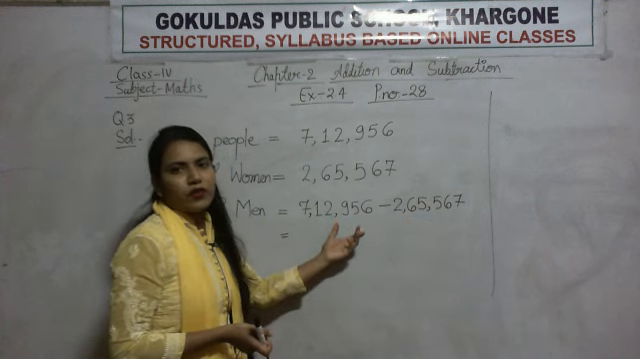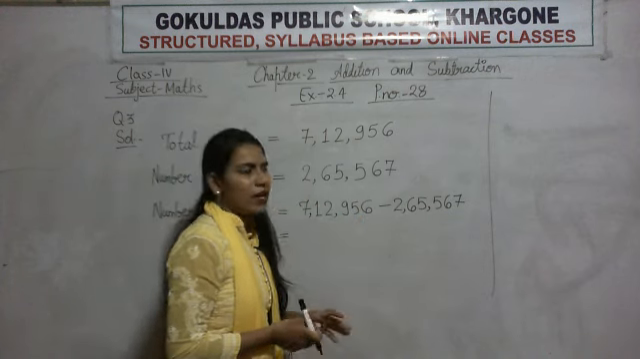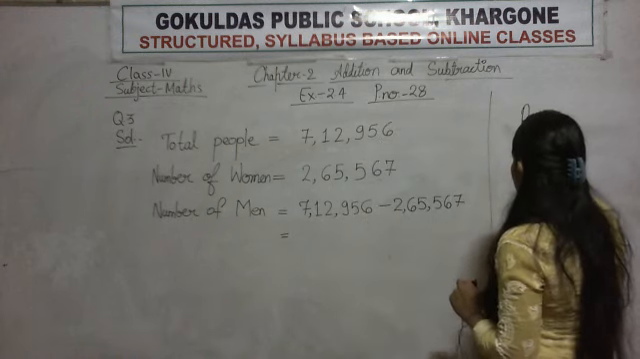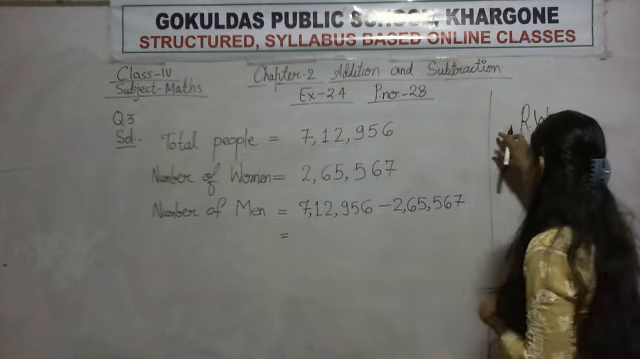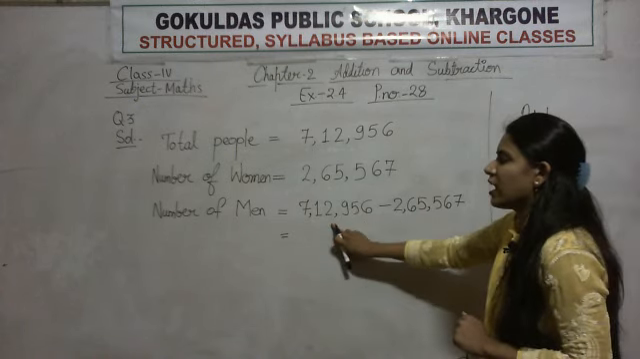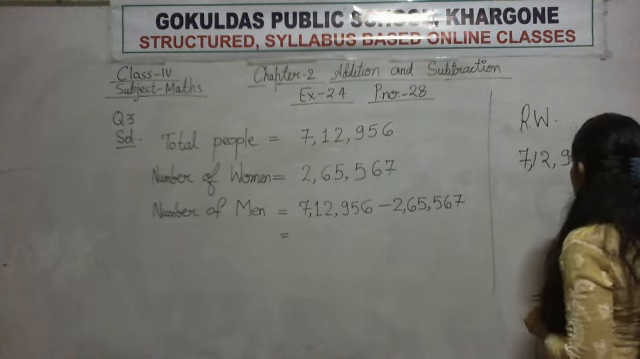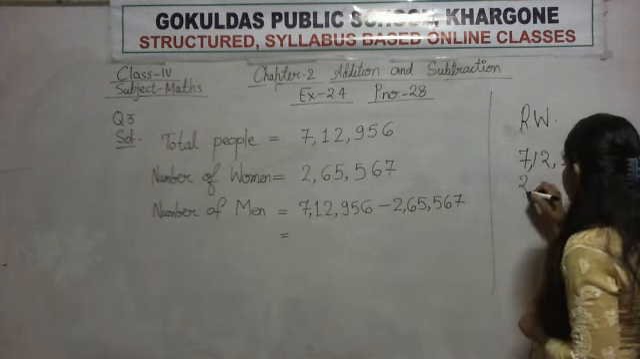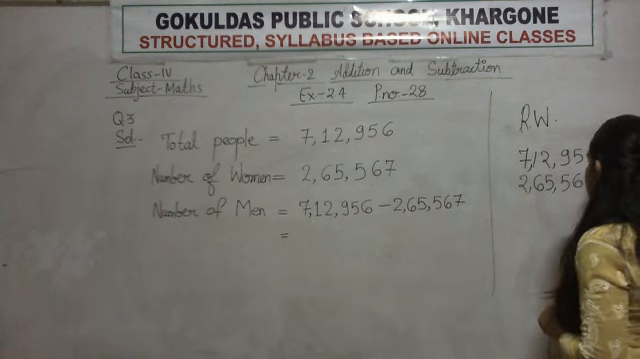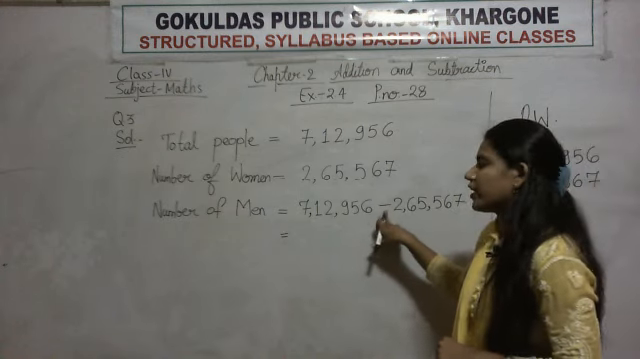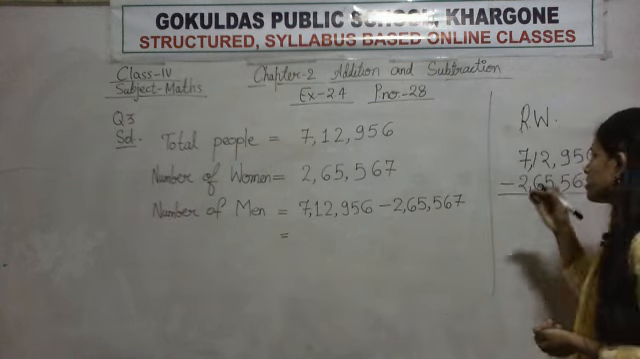Now what do you have to do to get the answer? First of all, you will arrange both the numbers column-wise. In rough work you can do this. Always remember, in subtraction we write the larger number at the top. So it is the larger number, so I am writing it on the top. Now the second number, 2,65,567. Now which operation are we doing here? We are using subtraction, so I will put a minus sign here. Now start subtracting.